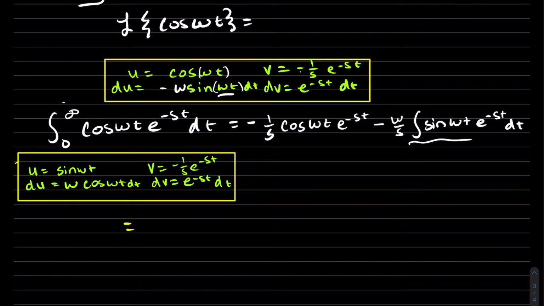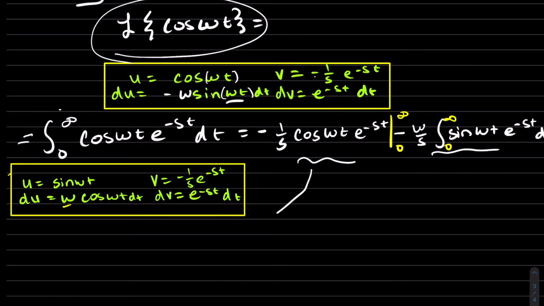So this is equal to, so let's calculate this. You plug in infinity and you get 0 there. So that's 0. You plug in 0 in the t, you get 1 there, and then cosine of 0 is 1. 1 times 1. So it's minus 1 over s. And then minus omega over s.